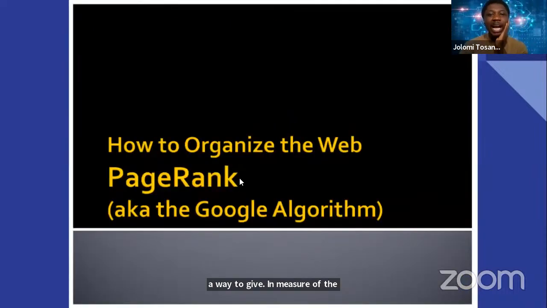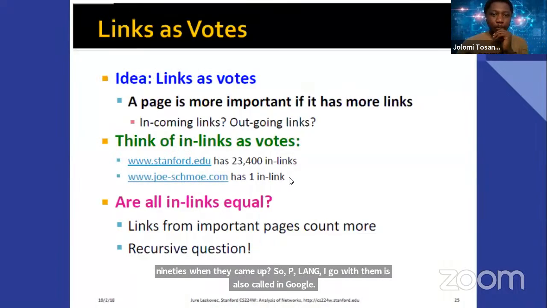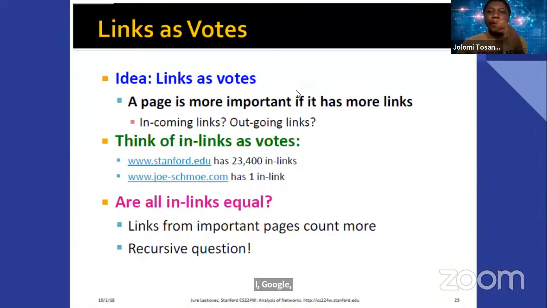And they came up with the PageRank algorithm, named after Larry Page, who is one of the co-founders of Google. They were actually PhD students at Stanford back in the 90s when they came up with it. So the PageRank algorithm is also called the Google algorithm. It's what makes Google today. So a page is important if it has many links, right?